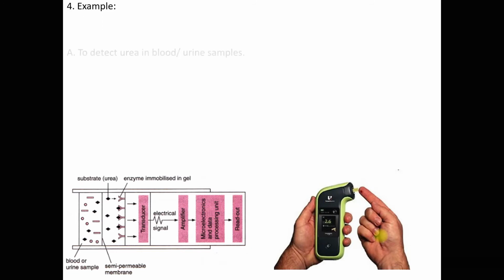Now, one example of biosensor is the urea biosensor, which is used to detect the presence of urea in blood or urea in the urine sample. So this urea biosensor will look something like this. This urea biosensor comes with a biosensor strip. This biosensor strip is the place where you put your sample, such as blood sample or urine sample.